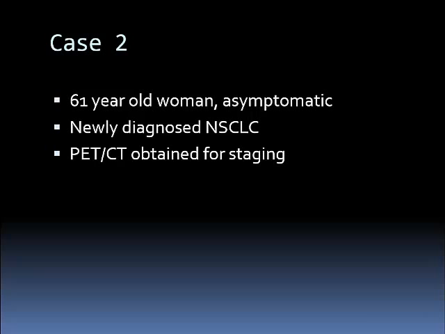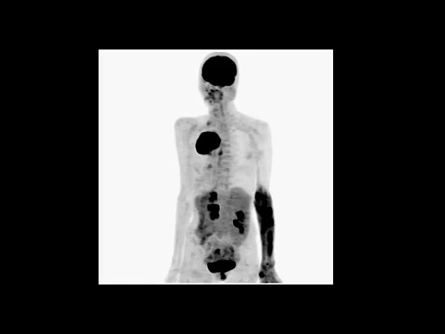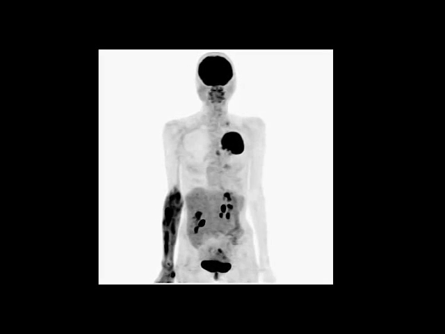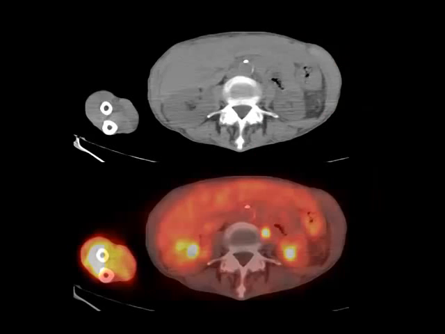Case number 2 is a 61-year-old woman who's asymptomatic, presents with newly diagnosed non-small cell lung carcinoma, and a PET-CT is obtained for initial staging. I'll let you look at her image here. So we can see obviously the large malignancy in the left upper lobe with some ipsilateral nodal metastatic disease. But we also see diffuse activity in the right forearm. And show you this on axial as well.